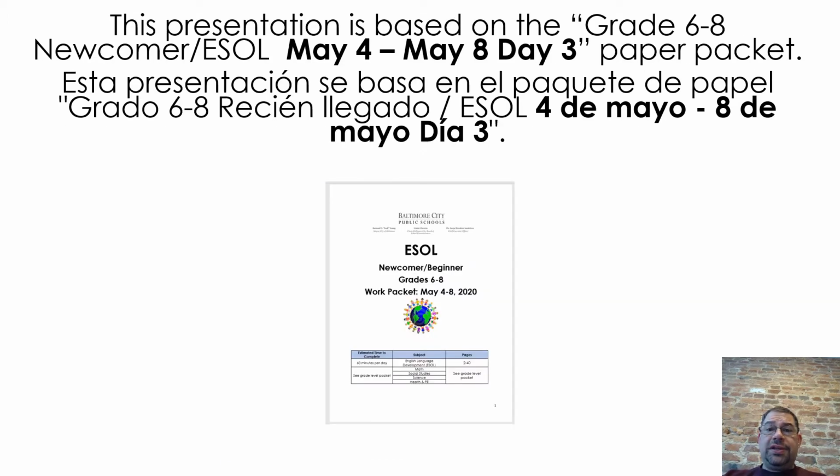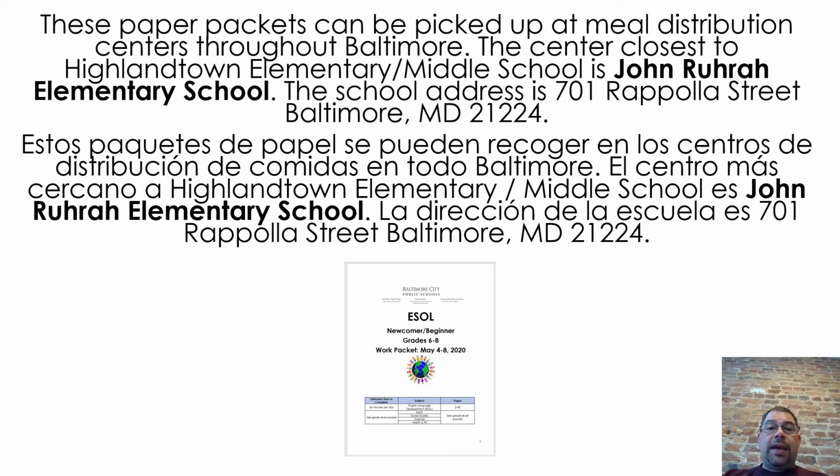This presentation is based on the grades 6 through 8 newcomer ESOL May 4 to May 8 Day 3 paper packet. These paper packets can be picked up at meal distribution centers throughout Baltimore. The center closest to Highlandtown Elementary Middle School is John Ruhrah Elementary School. The school address is 701 Rapola Street, Baltimore, Maryland 21224.